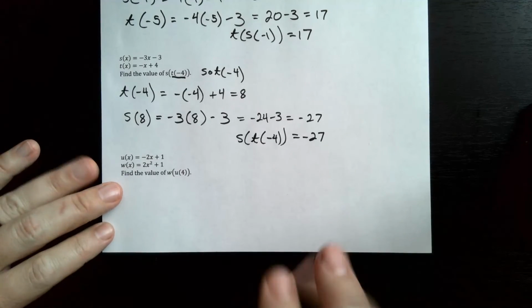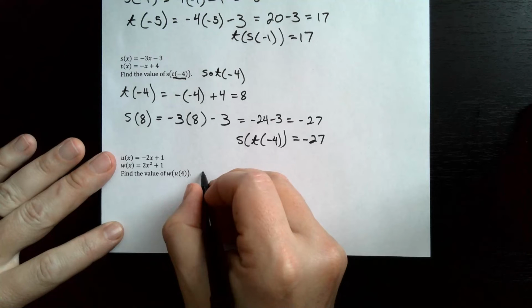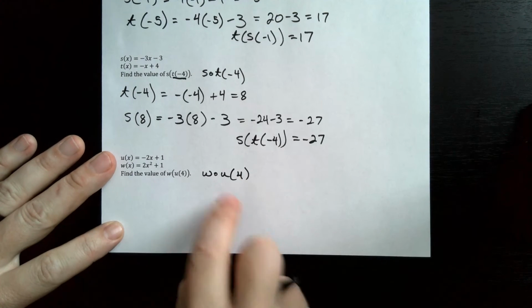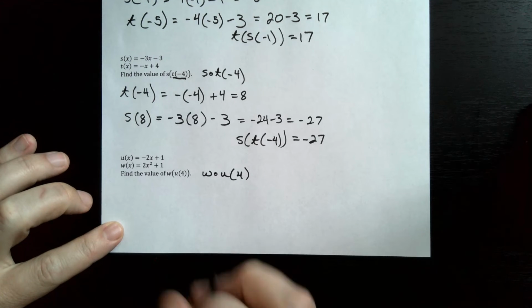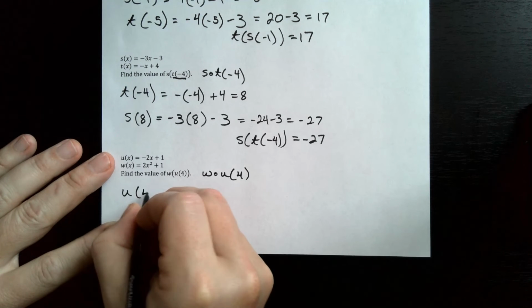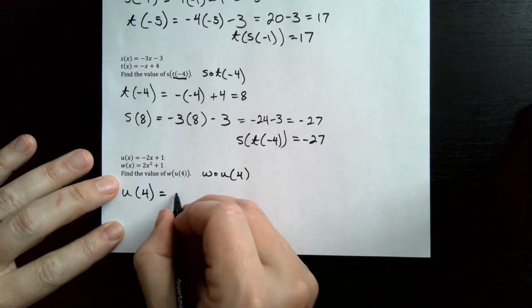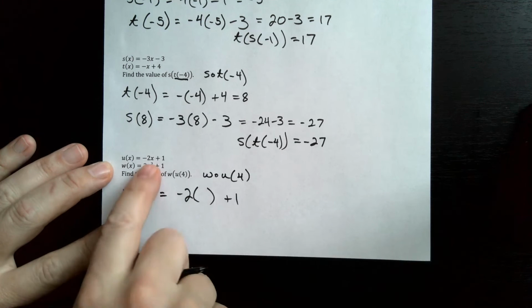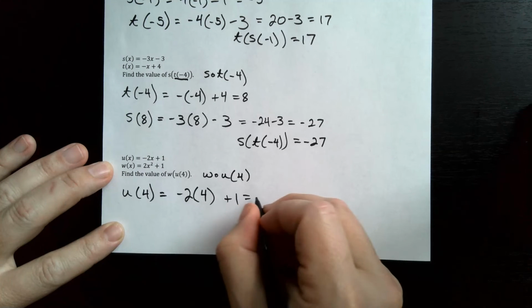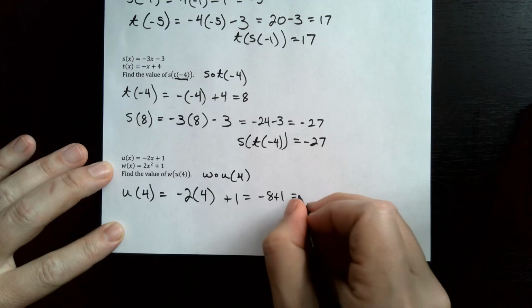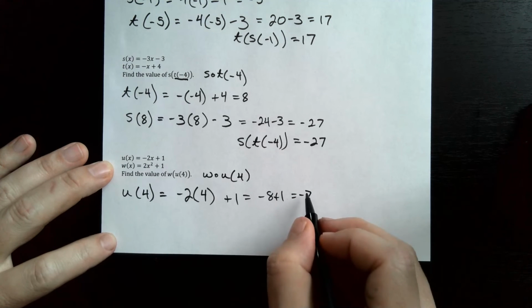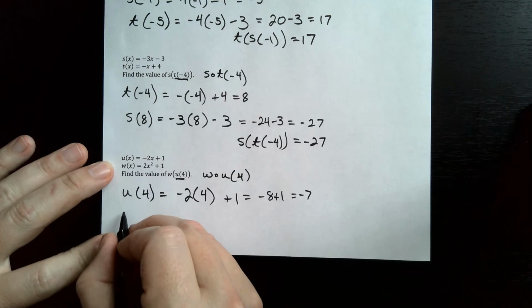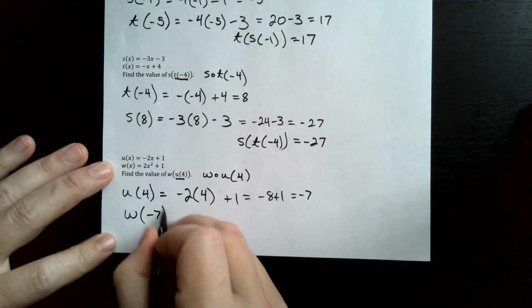Now one more. In this one we're asked to find w of u of 4. There's the alternative format. The first thing we're finding is u of 4. Negative 2 times parentheses plus 1, that's the u function. We're going to replace the x with a 4. That's negative 8 plus 1, which is negative 7. We take that answer, negative 7, and put it in place of u of 4. So now we're finding w of negative 7.